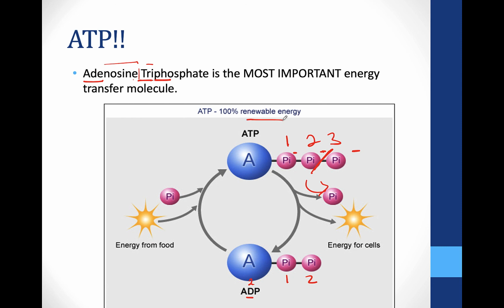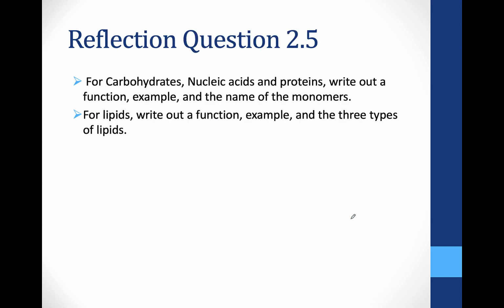ATP is renewable. I can take energy from our food and put it back into this reaction to make more ATP. So this is how your body stores and makes energy. So we take energy from our food, we make it into ATP, and then we release it to do biological work. So take a moment and reflect on these 4 different groups of macromolecules.